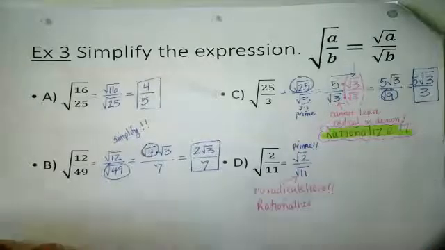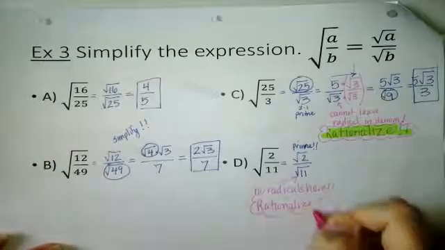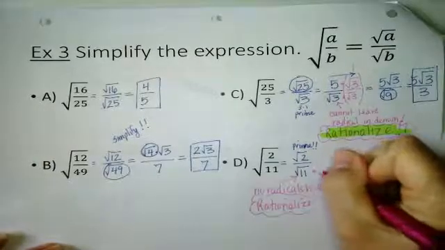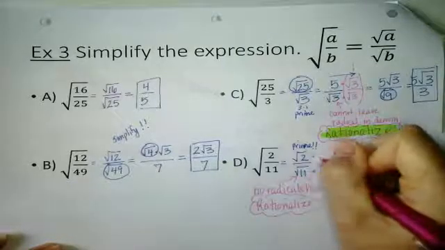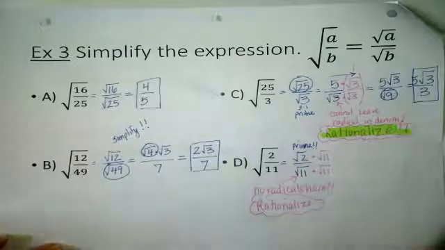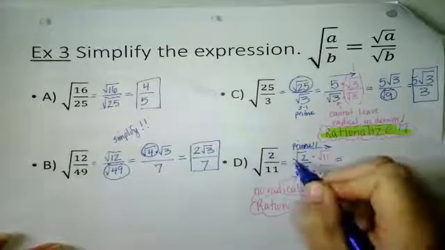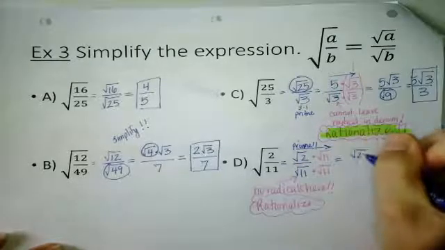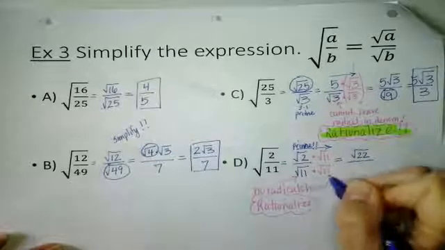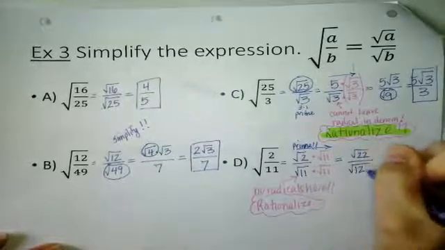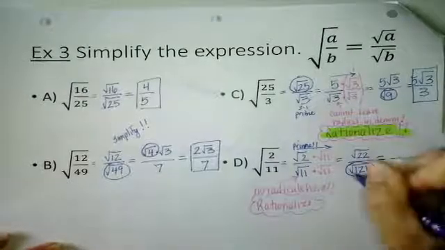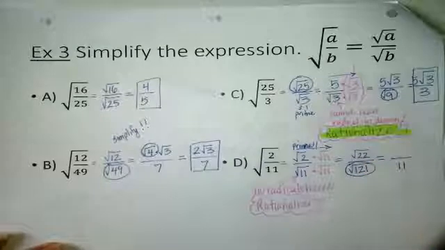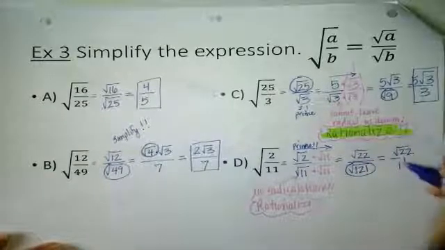And so I'm going to multiply by radical 11. I want to get rid of that radical in the denominator, so I multiply by it. Top and bottom, we're going to multiply by radical 11. And then just multiply straight across. Radical 2 times radical 11 is radical 22. And then radical 11 times radical 11 is radical 121, which is a perfect square. And the square root of 121 goes back to 11. So we get radical 22 over 11.